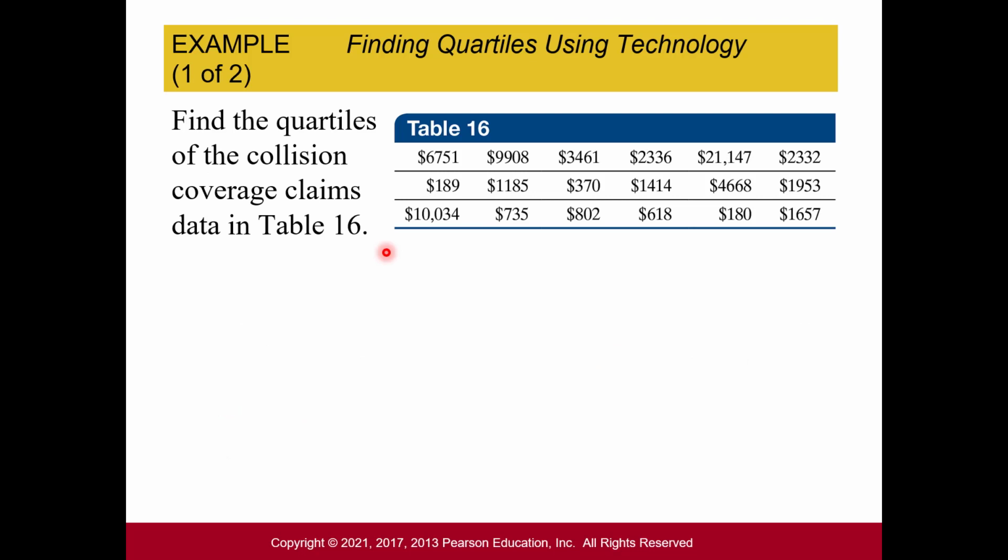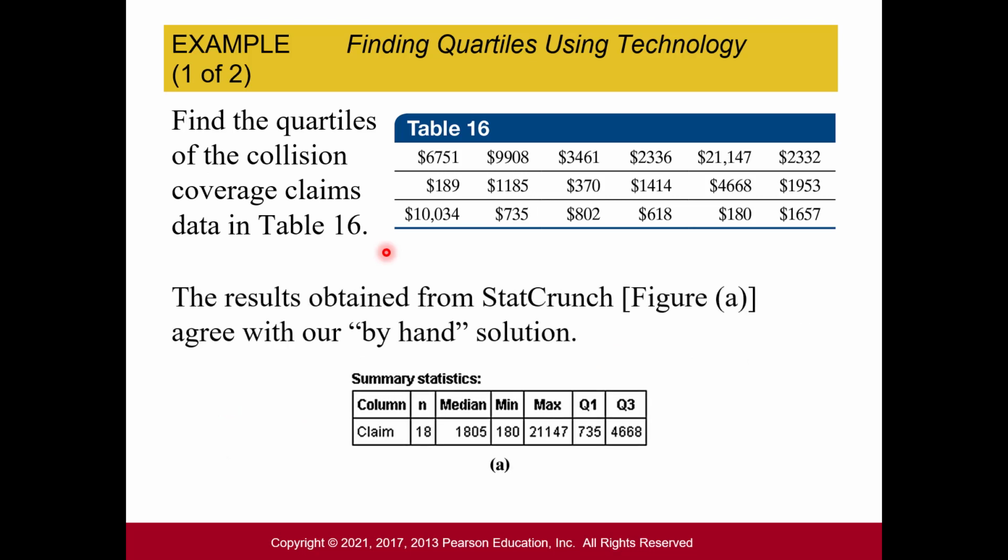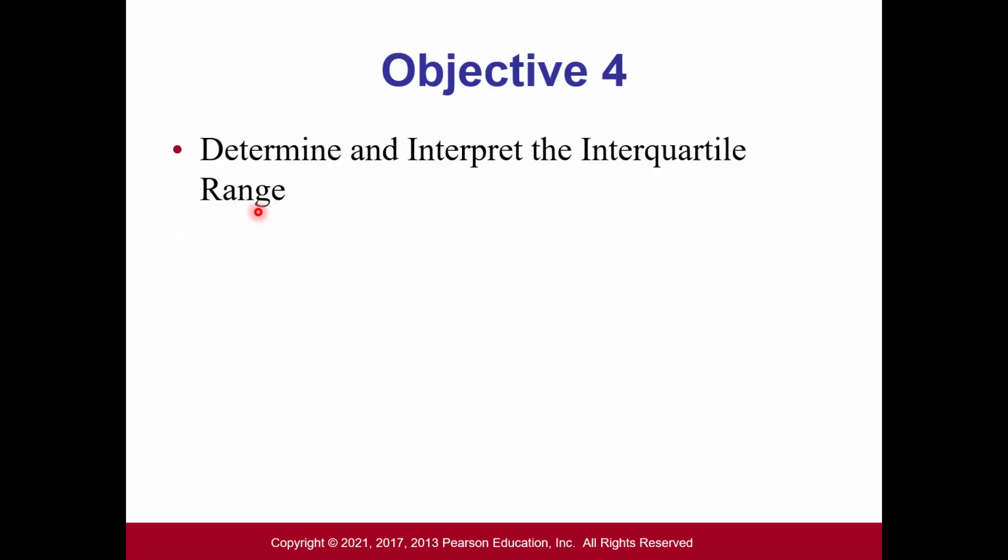Okay, so we found the quartiles. Let's go ahead and just line this up. You can do it by hand, or we can type this into StatCrunch, or you can use Excel or the calculator. We had 18 observations. The median we found was 1,805. The lowest value was 108. The max was 21,147. And then the first quartile we figured out was at $735. The third quartile was at $4,668. So remember, the median is the second quartile. So this is Q2.